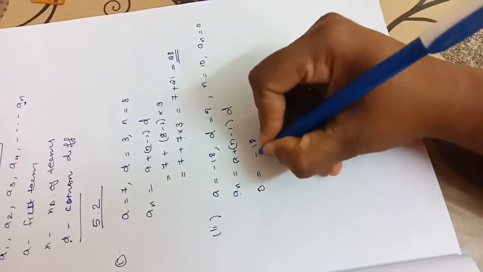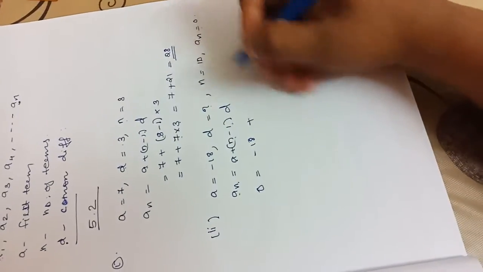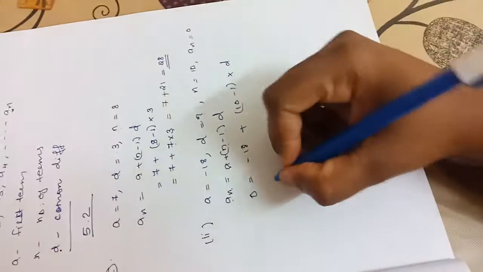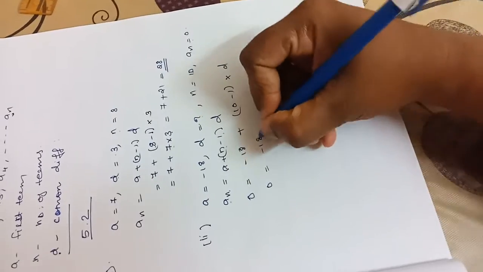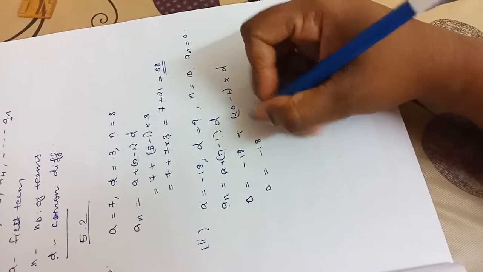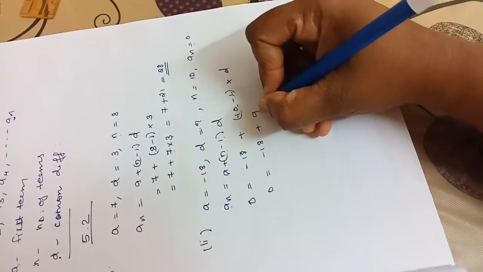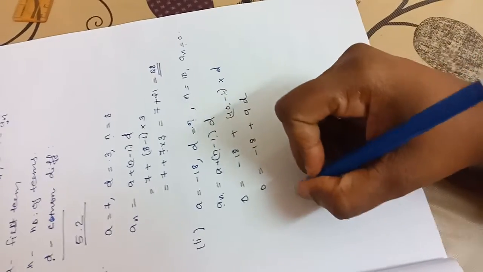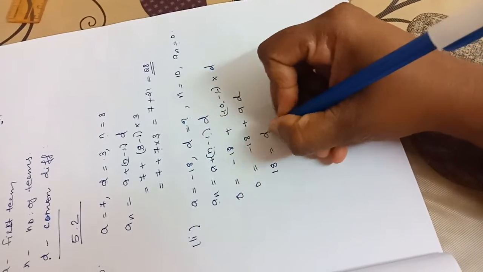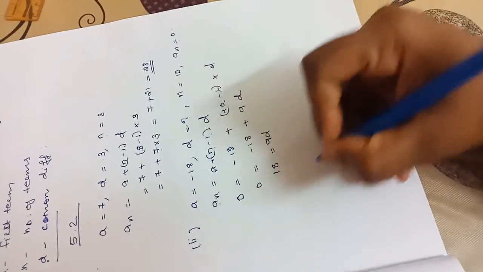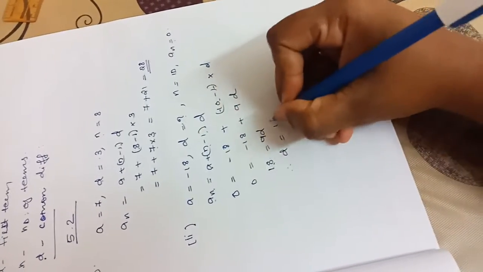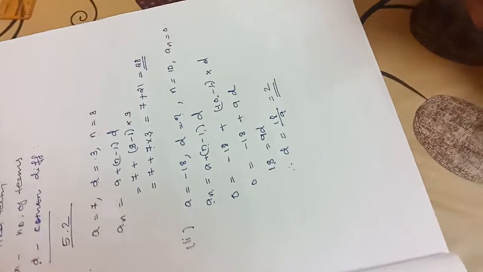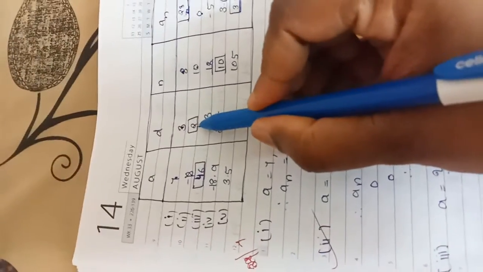0 is equal to minus 18 plus (n minus 1), n is equal to 10, so (10 minus 1) into d, which we don't know, I am calculating it as d. So 0 is equal to minus 18, 10 minus 1 is equal to 9, plus 9d. Okay, I am taking this minus 18 onto the left hand side. So plus 18 is equal to 9d. Therefore d is equal to 18 divided by 9, which is equal to 2. Now you got d is equal to 2, so you have to substitute the value of d is equal to 2 here.